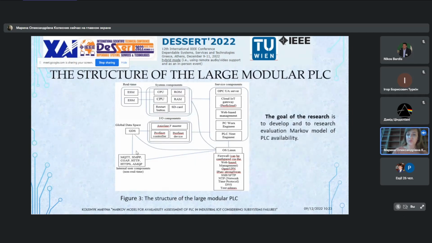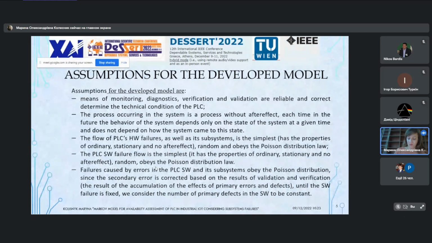The structure of the large modular PLC, you can see in figure 3. It includes system components, service components, operating system, firewalls, different protocols, input-output components, global data space, and different communication protocols. The goal of our research is to develop and research an evaluation Markov model of PLC availability. For this, we used system analysis of the structure of the PLC system and used different states and conditions of different subsystems.